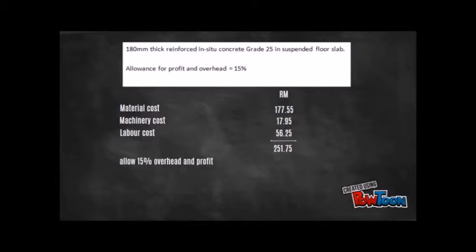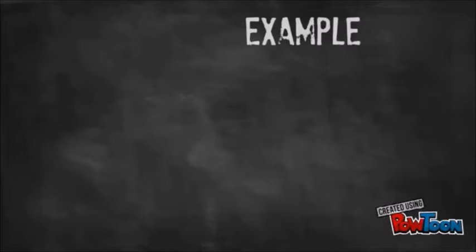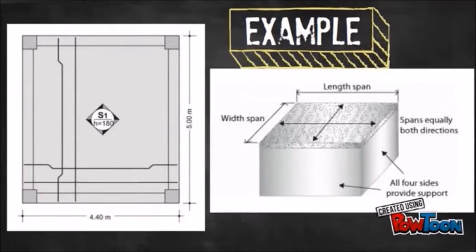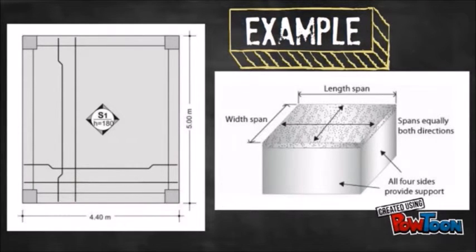At the end, we need to add allowance for profit and overhead. Total up the material cost, machinery cost, and labor cost, and add a percentage of profit and overhead to the sum to get the final cost of concrete per meter cube. This video will show how to build up the rate of the concrete work of the suspended slab.